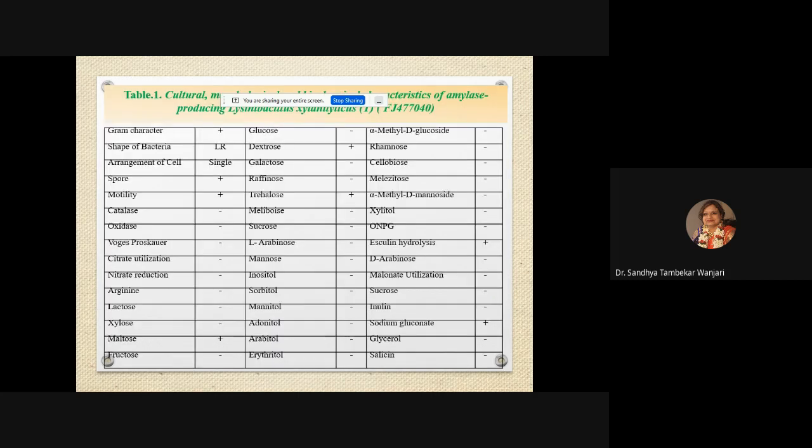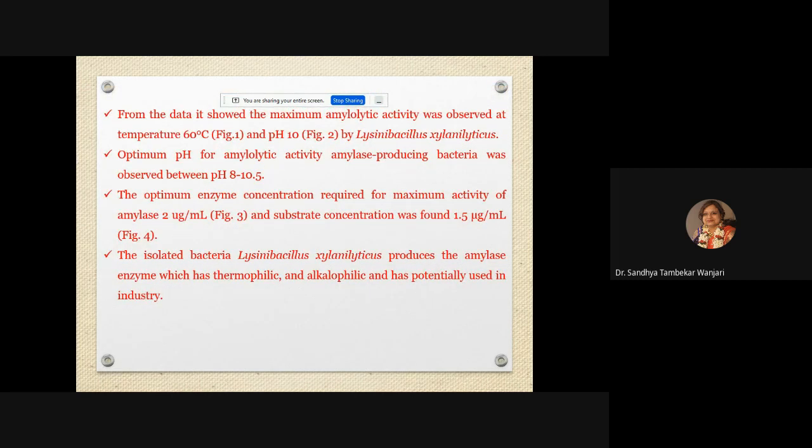So here are the cultural, morphological, and biochemical tests of the selected organism, that is Lysinibacillus xanthophilus, which was found in certain samples of Lonar Lake. This shows the gram character, shape of bacteria, and all the necessary cultural and morphological tests proving that this bacterium is Lysinibacillus xanthophilus. So from this data, the maximum amylolytic activity was observed at 60 degrees centigrade. The optimal enzyme concentration was found to be 2 microliter per ml, and substrate concentration 1.5 microgram per ml.